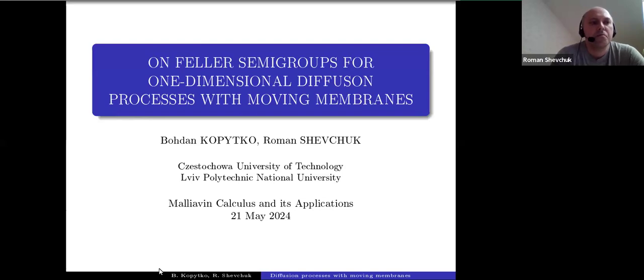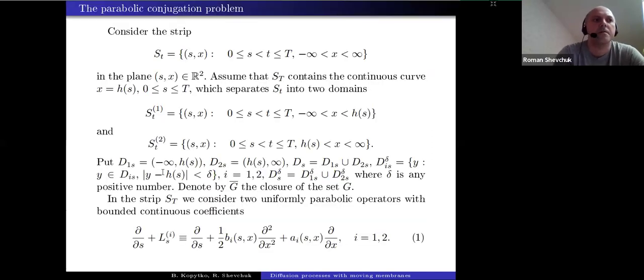The report is devoted to the study of the following two questions. Establishment of the classical solvability of a certain non-local conjugation problem for a linear one-dimensional parabolic equation of the second order with discontinuous coefficients, and construction, using the solution of this problem, of the two-parameter Feller semigroup associated with some inhomogeneous Markov process on the line.